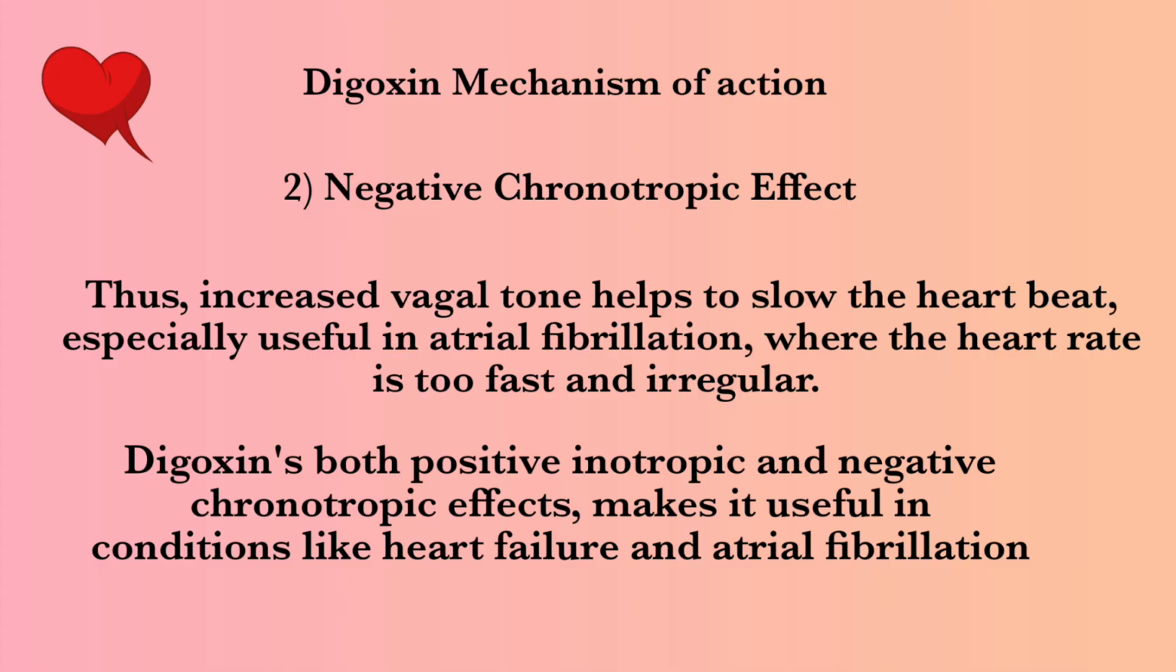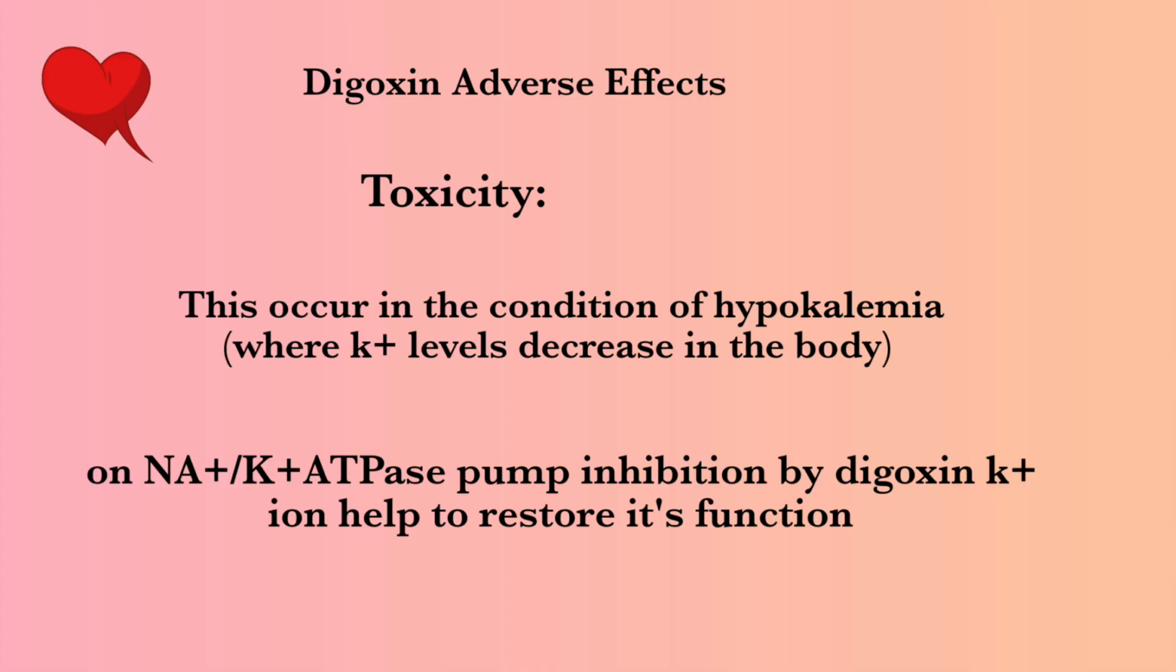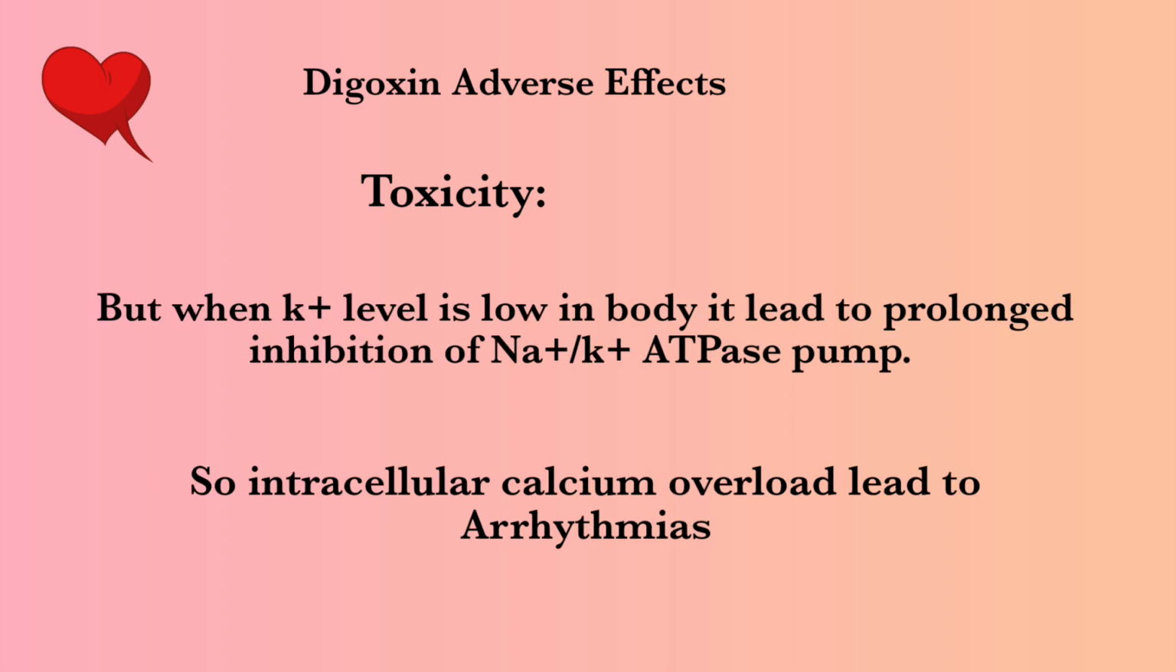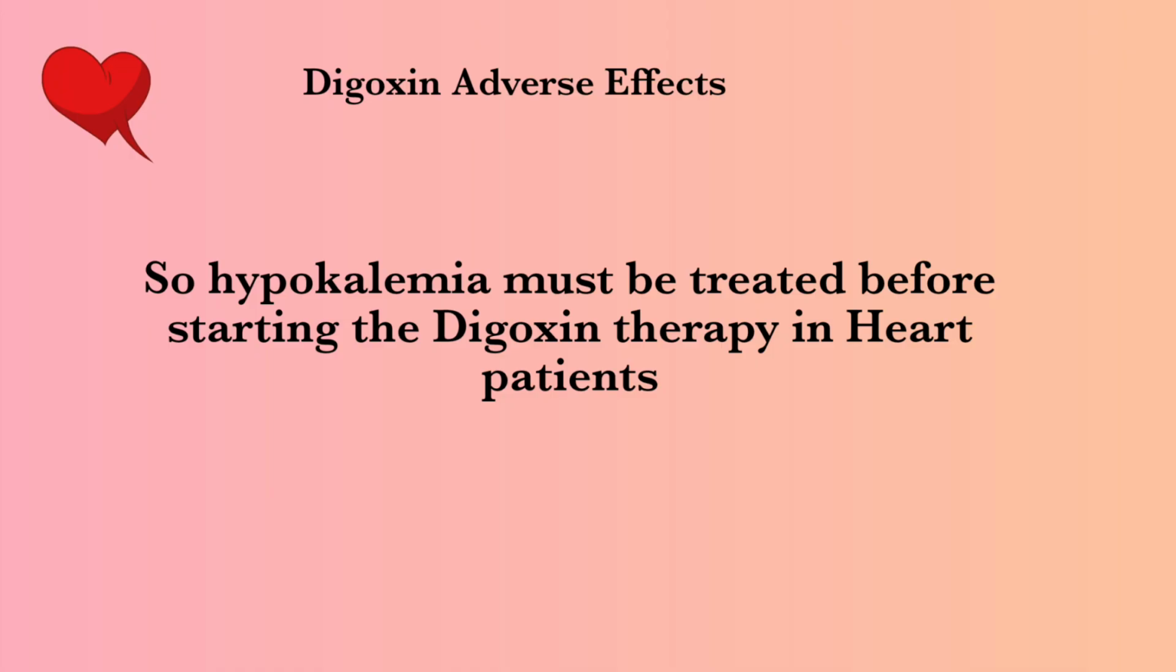Take a look at the adverse effects caused due to digoxin. Digoxin can cause toxicity in arrhythmia if the body is suffering from hypokalemia, which means low potassium levels in the body. On inhibition of the sodium-potassium ATPase pump, potassium ions play an important role to restore its function. But when potassium levels are low, there will be prolonged inhibition of the sodium-potassium ATPase pump. At this time, the higher calcium level in heart cells will lead to arrhythmia or irregular heartbeats.